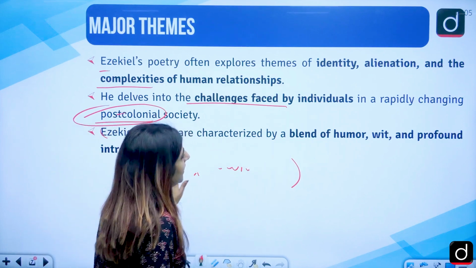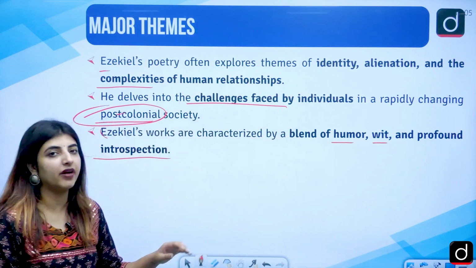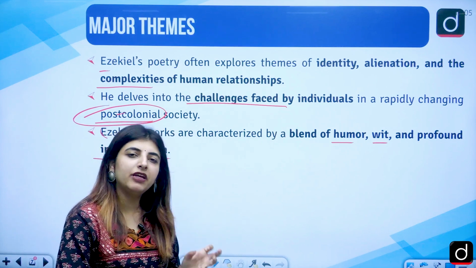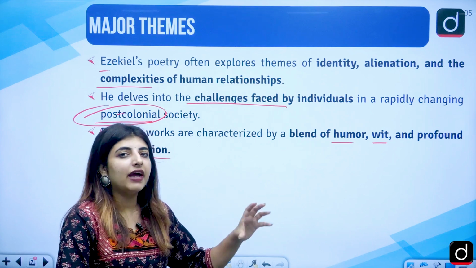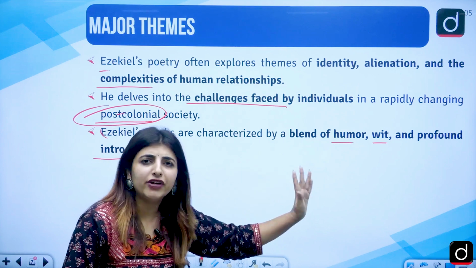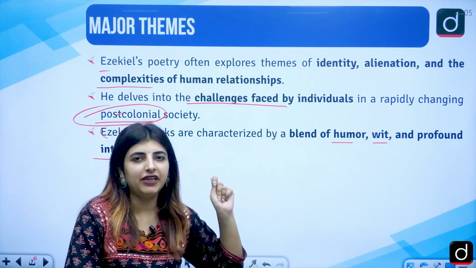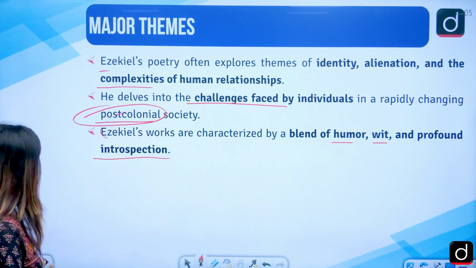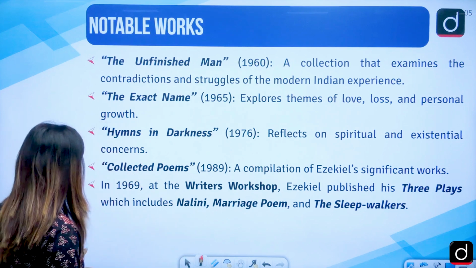His works are characterized by a blend of humor, wit, and profound introspection. That you as a person should have that much capability to introspect things, right? And of course, whenever we read his poetry, we'll see the use of wit and humor. How? Through the use of sarcasm, wit, and humor, he is trying to portray something in the poetry. So his notable works, some of them are here, right?